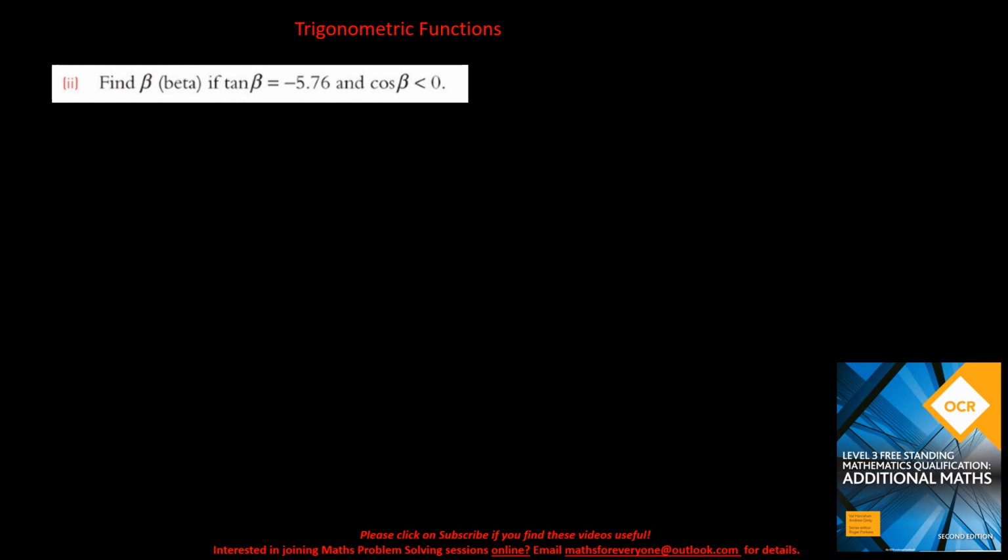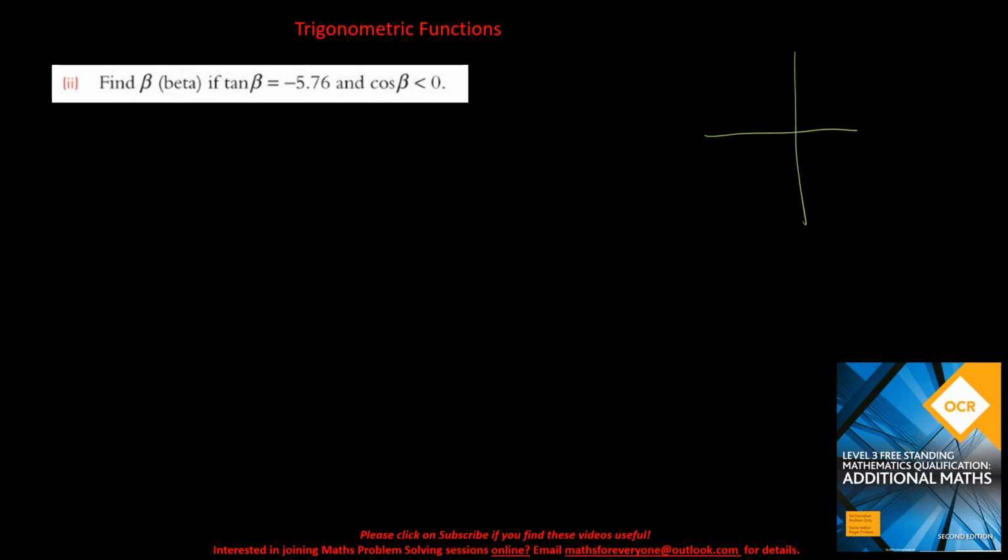Hello, I have several questions on trigonometric functions in this video. The question is: find beta if tan beta equals minus 5.76 and cos beta is less than 0. For this question, what we have to do is first determine in which quadrant beta will lie. So I'm going to work it out.